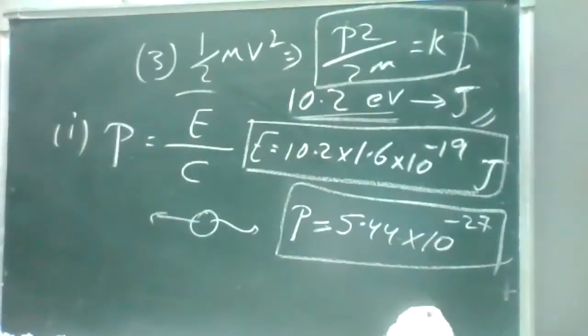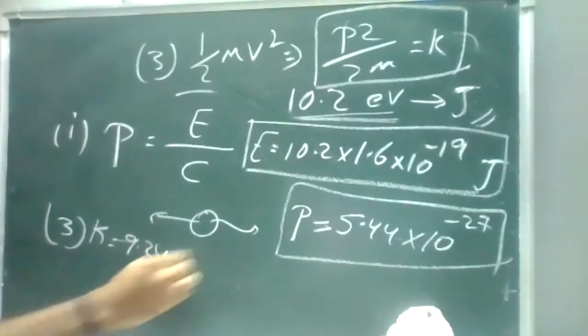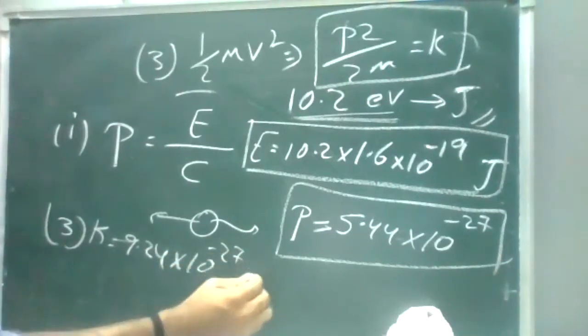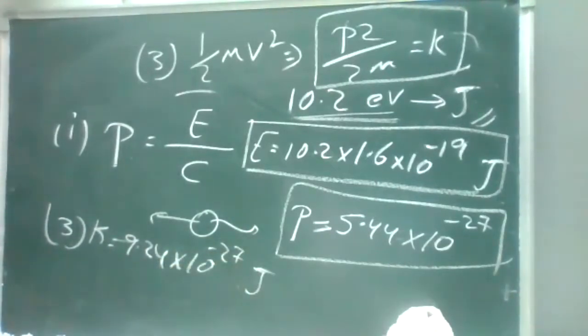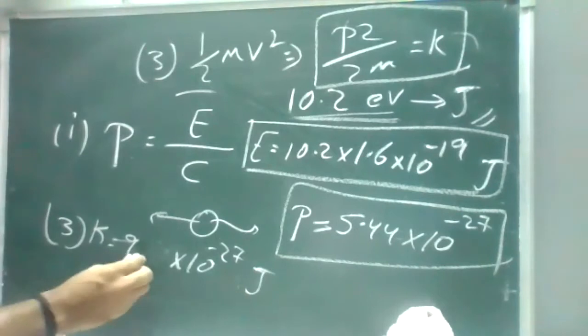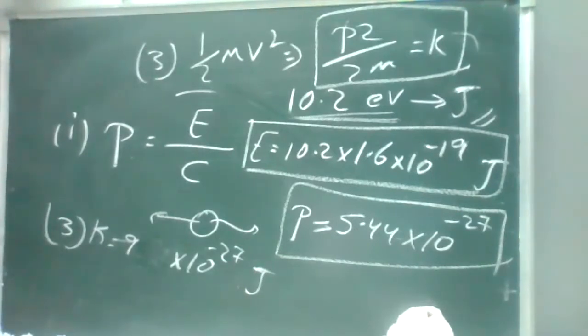9.24 into 10 power minus 27. So the kinetic energy is 9.24 into 10 power minus 27. The energy is in joules itself, so the answer is the same. So 9.24 comes, or else we can take approximately 9. Actually the answer is 8.86. So you can take approximately 9 into 10 power minus 27 joules.